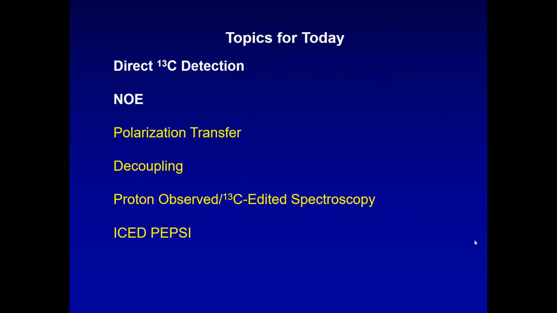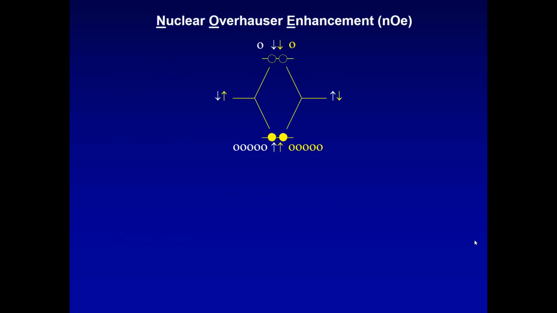We'll move next to NOE, nuclear Overhauser enhancement. We will be detecting carbon-13 in this case, but using the protons to boost sensitivity. So here, on the right, we have yellow O's that represent carbon-13 nuclei, and white O's that represent protons or hydrogen nuclei.